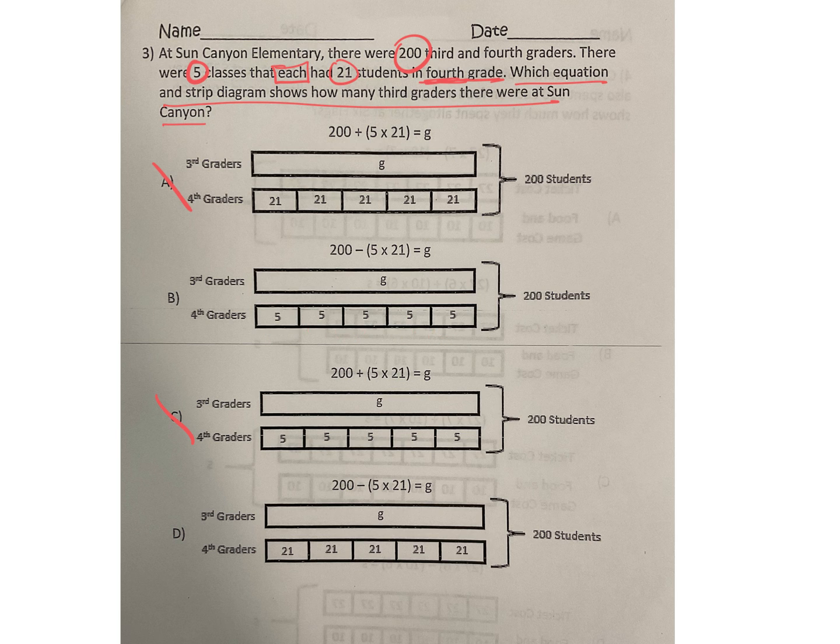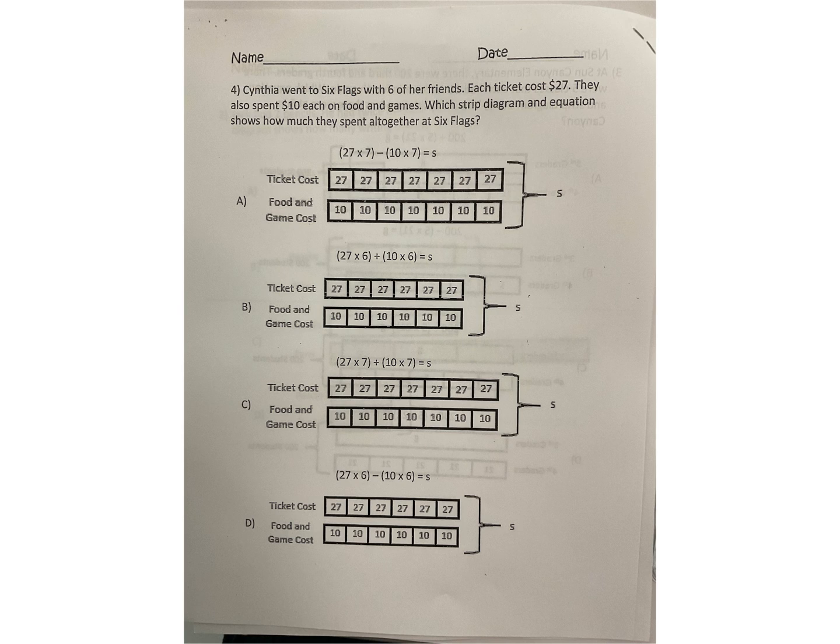Why does B not work? Why does this one not work right here? Zyla, why? Because there's 5 classes, there's 5 students. There's only 5 students in each. That's not what the word problem told us. There's 21 students in each one. Okay, awesome. All right, let's check out that last one.